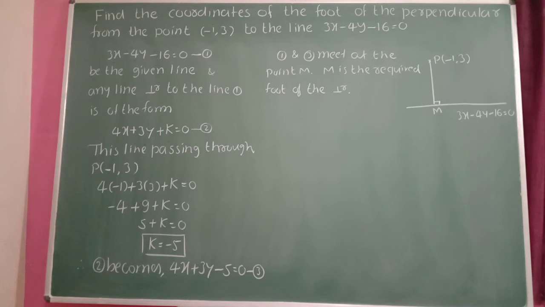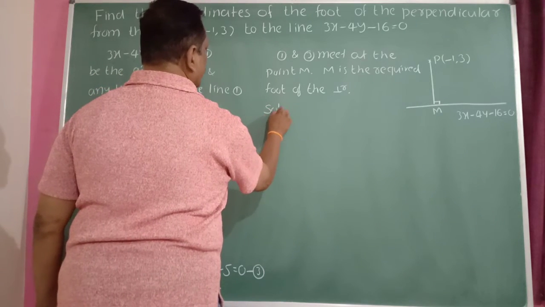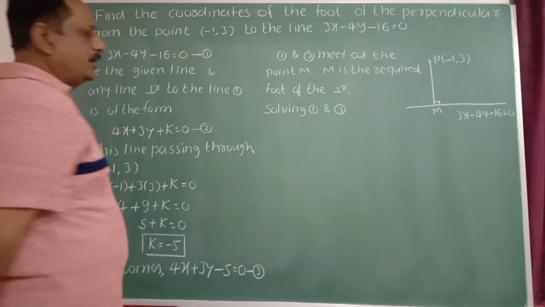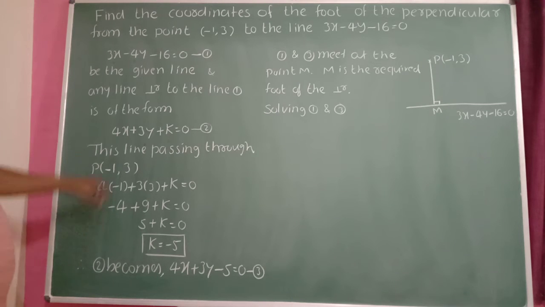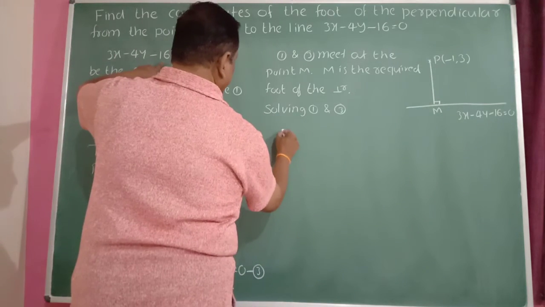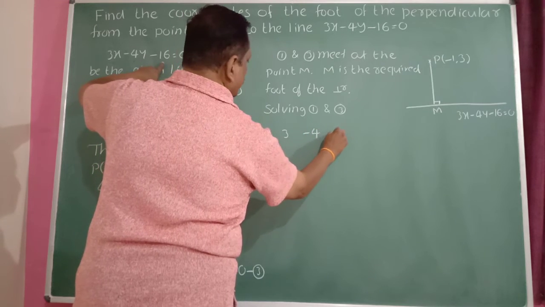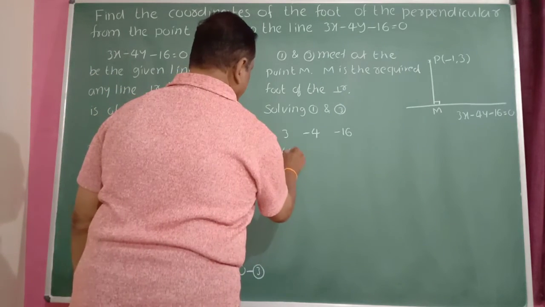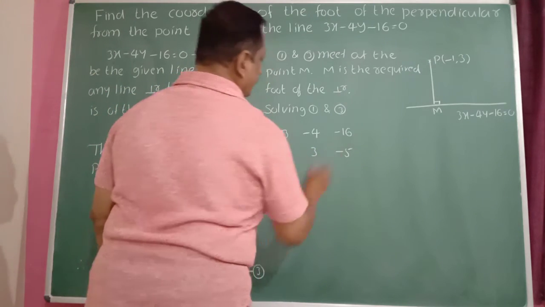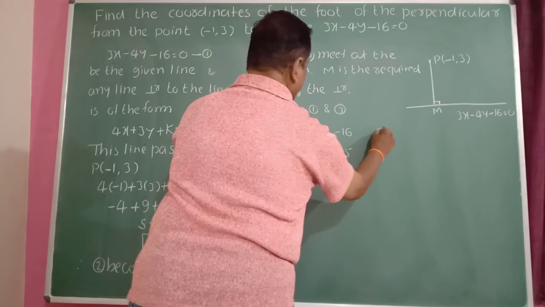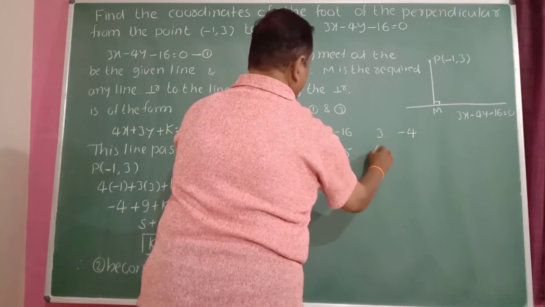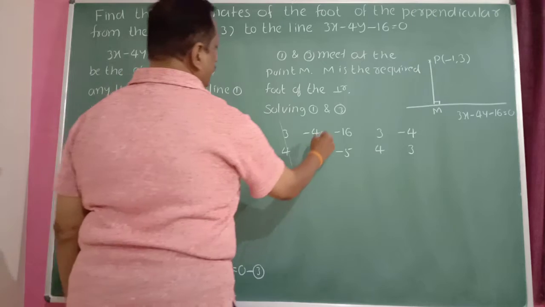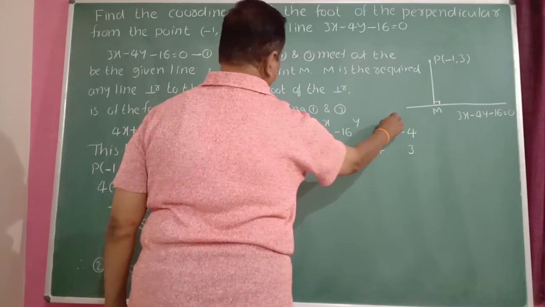So solving equations 1 and 3, I am using the cross multiplication method here. Take 3, minus 4, minus 16. Then 4, 3, minus 5. Repeat these numbers once again: 3 minus 4, then the 4 and the 3 here, and I cancel these numbers here. Take this one as x, here y and 1 here.